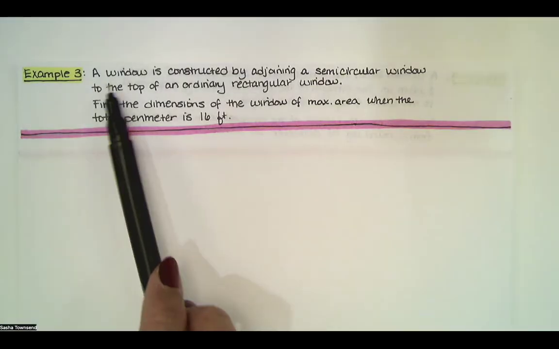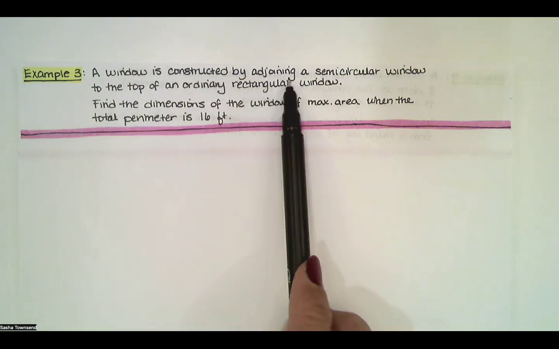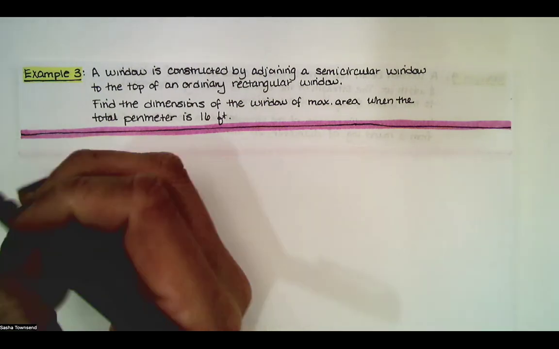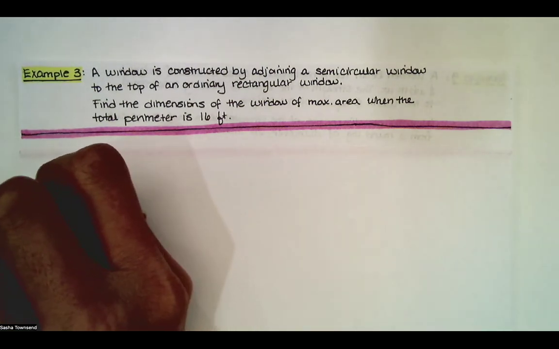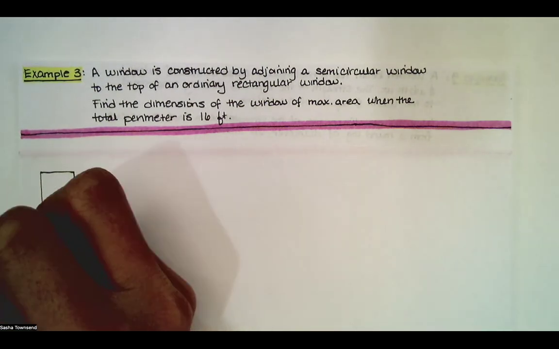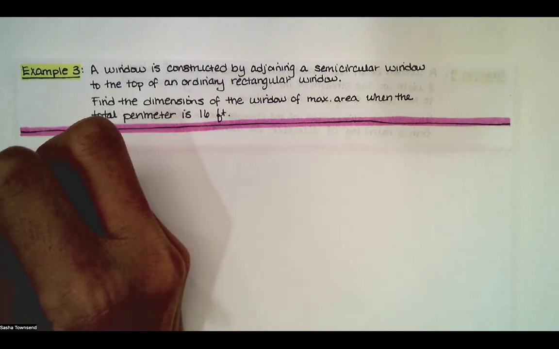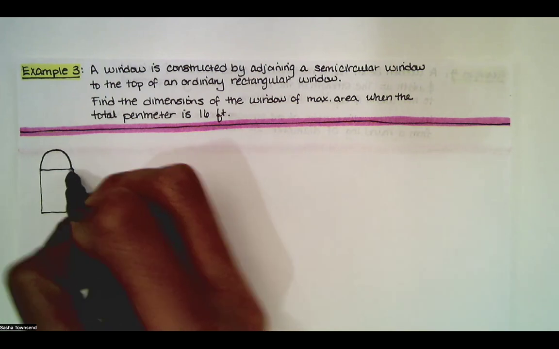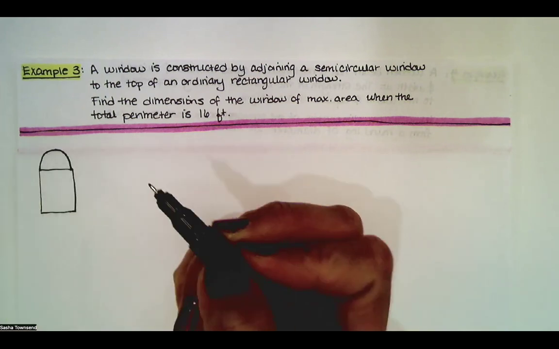So this is example 3. It says a window is constructed by adjoining a semicircular window to the top of an ordinary rectangular window. So the first thing that I want to do is draw a picture. Now in the textbook, they call this a Norman window. I've never heard that before, but I'm not really an expert on windows. So we know this. We've got a semicircle on top and then a rectangle on the bottom.